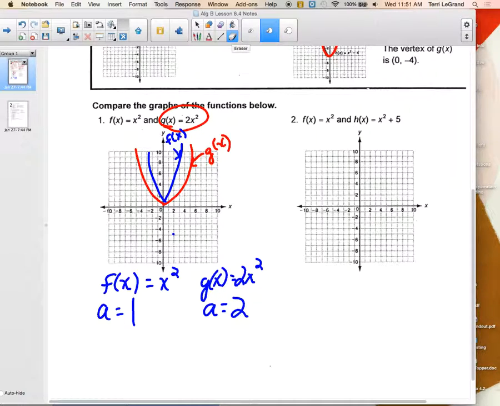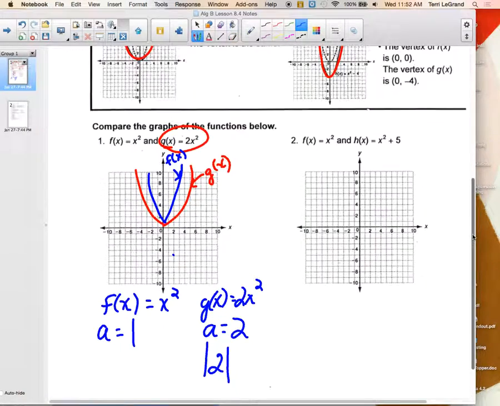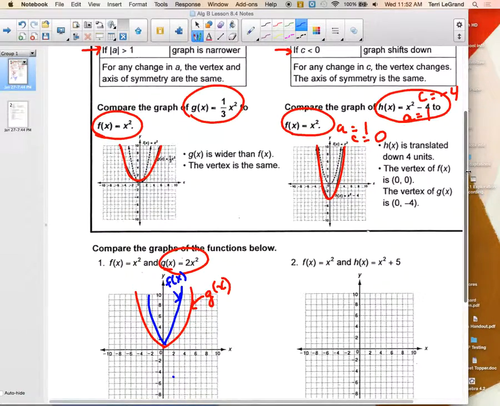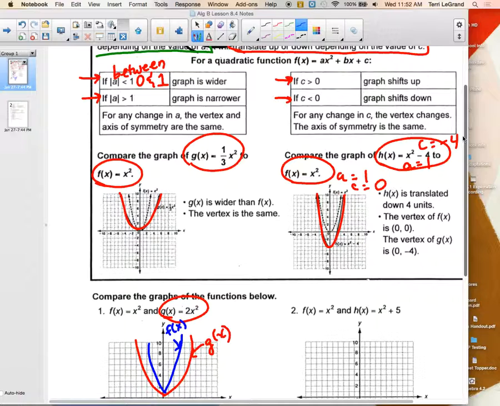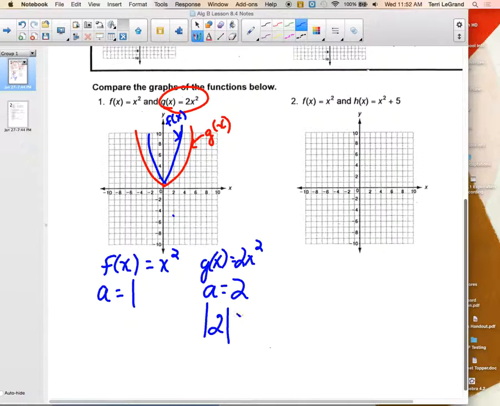So we're going to say the absolute value of 2, remember, here's our standards, is that less than 1 or greater than 1? That's greater than 1, okay. So the absolute value of 2 is greater than 1. What does that tell us then? Should it be wider or skinnier? Skinnier. Okay, so we're right now saying that g of x should be skinnier.